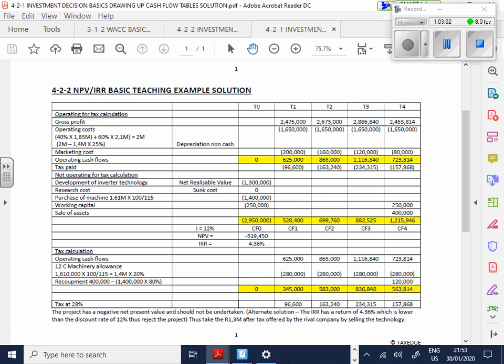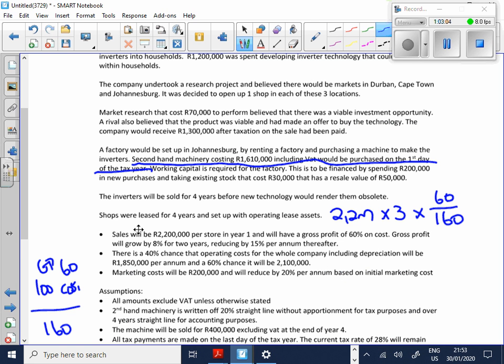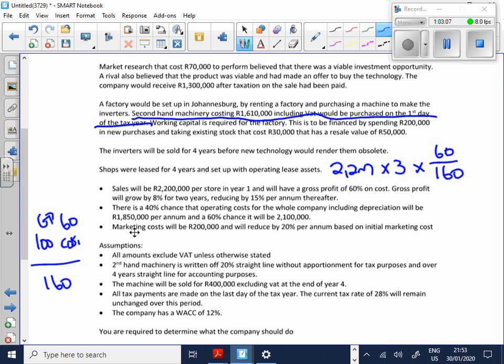Okay. Let's go back to the question. Okay. Guys, marketing costs will be 200,000, reduced by 20% per annum based on the initial marketing cost. So tell me what you're going to do, guys. Just work out the first 3 periods quickly. What you would do. So period 1, how much is your marketing? 200. How much is marketing for second period? 160. Correct?